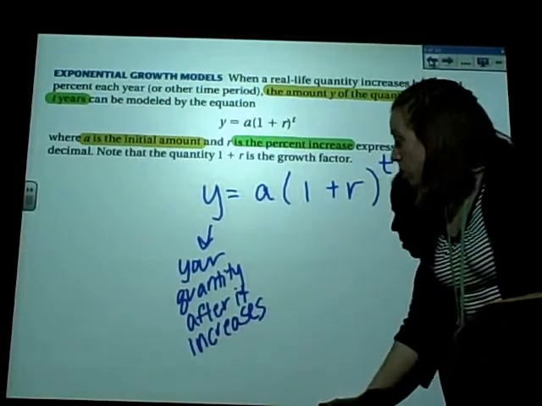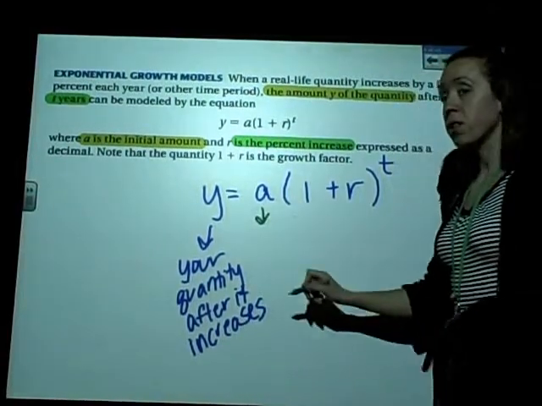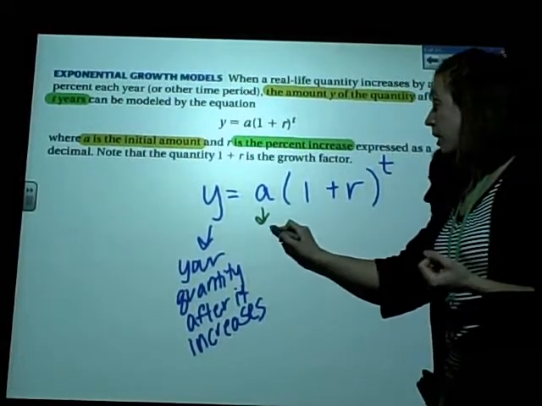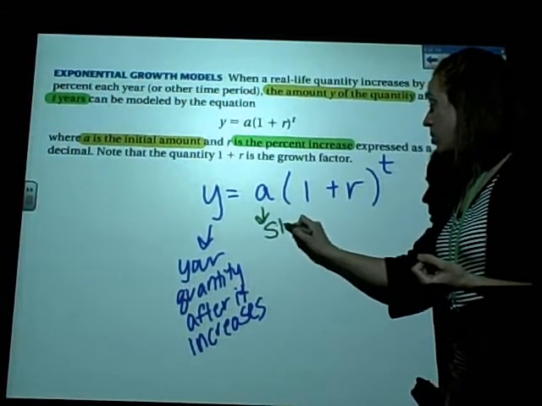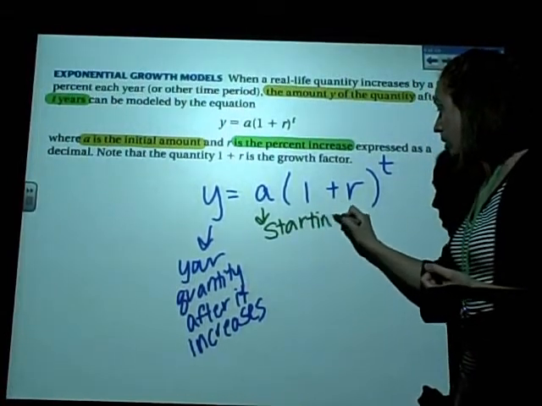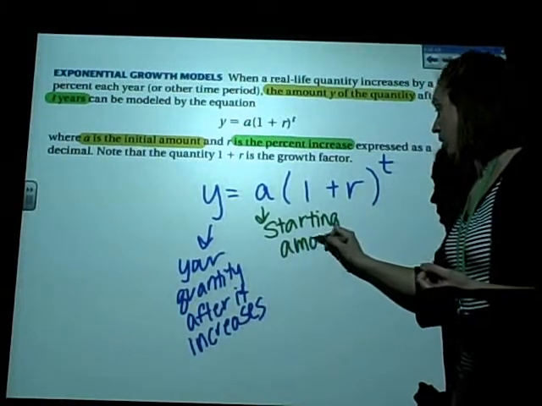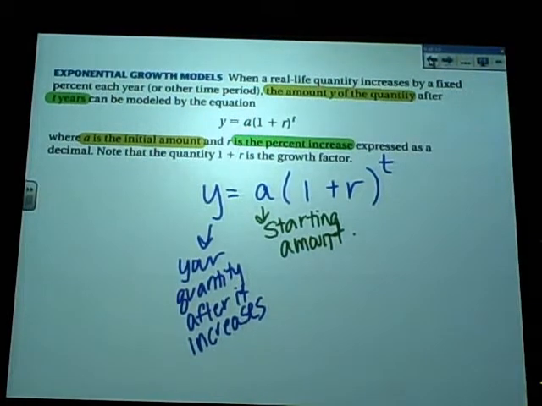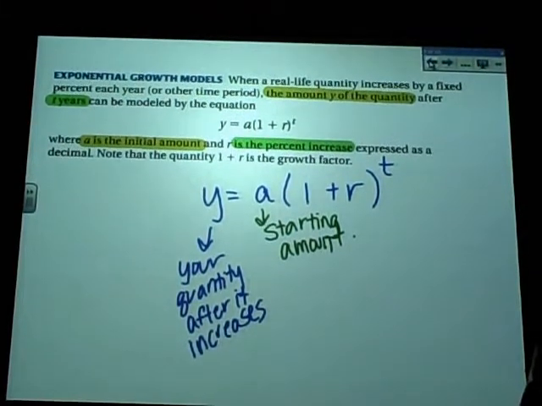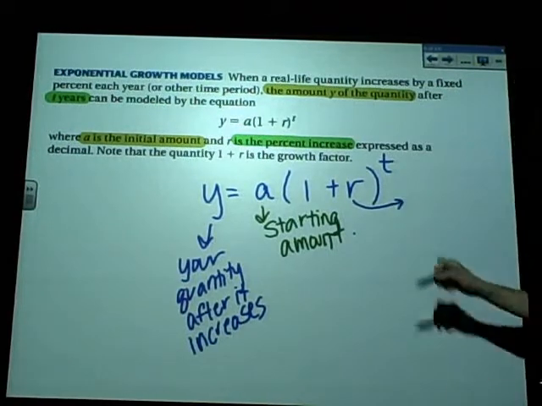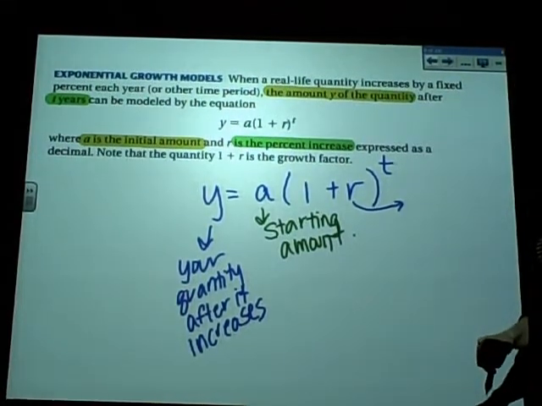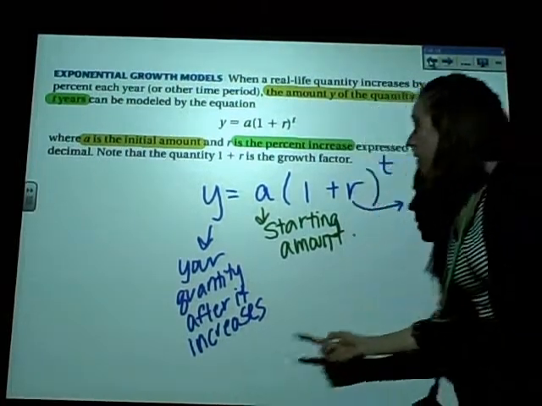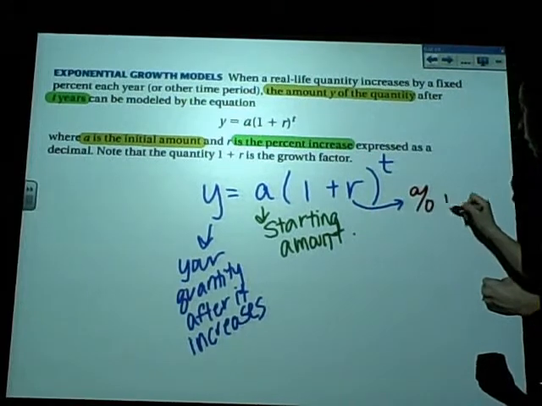A represents your starting amount. So for the science example, that would end up being the starting amount of bacteria. Okay, so A represents your starting amount. And R actually represents the rate at which your amount is increasing. But remember, you're going to have a percent of increase, but we never want to put a percent into our problem. So that's going to be our percent increase.